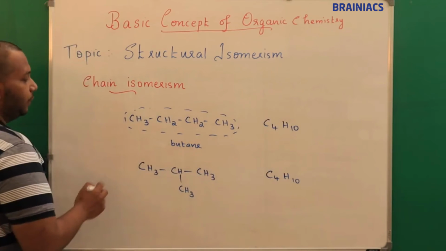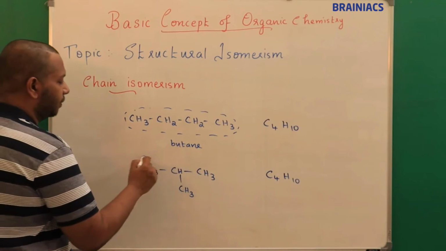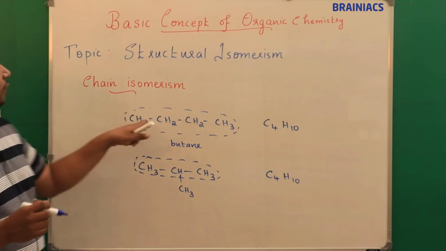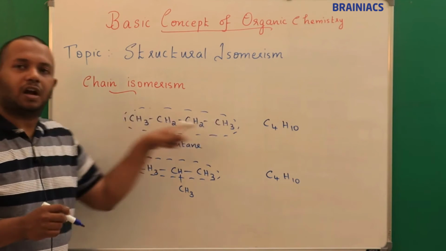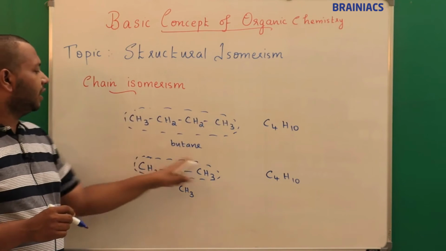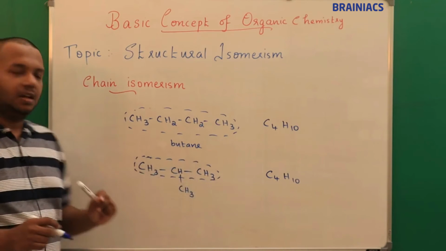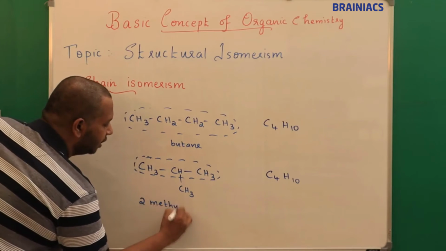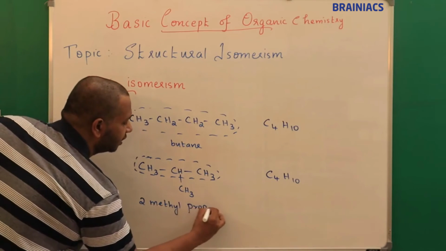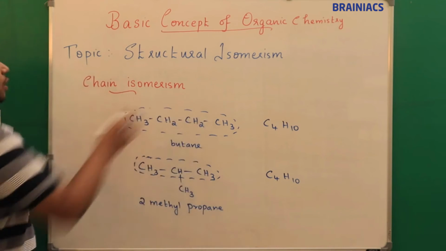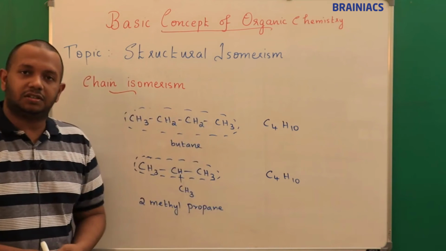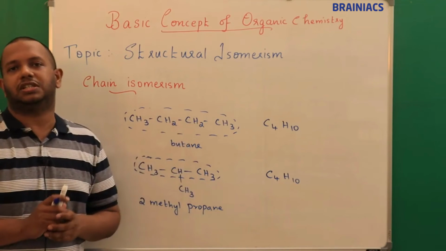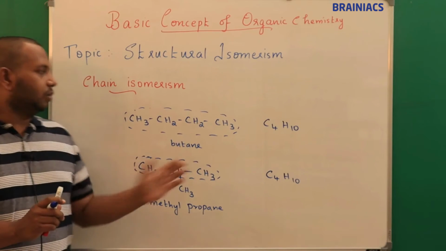But now if I am going to name this one, I need to identify the principal carbon chain, and I know this is my principal carbon chain. In the previous one, 4 carbon atoms were there in the principal chain, but here only 3 carbon atoms are there. So what is the name of this compound? 2-methylpropane. So what sort of isomers are these two? Chain isomers, because they are differing in their principal carbon chain. Nothing else is changing actually. Correct? So I hope you understood.